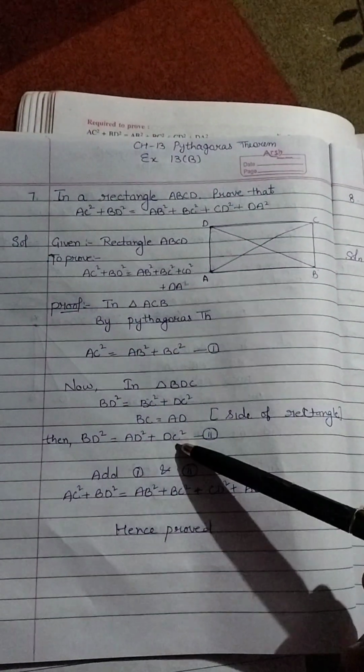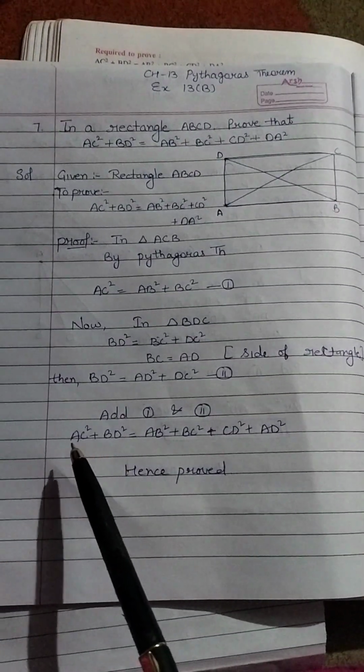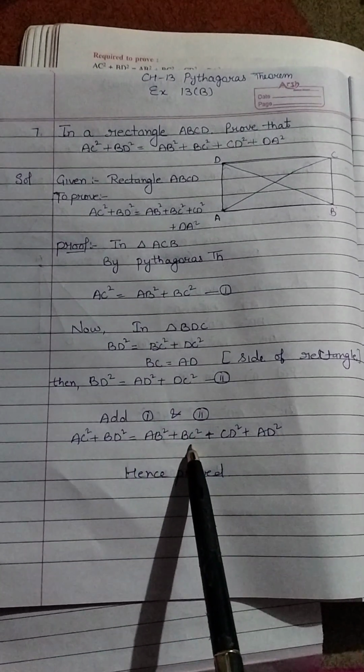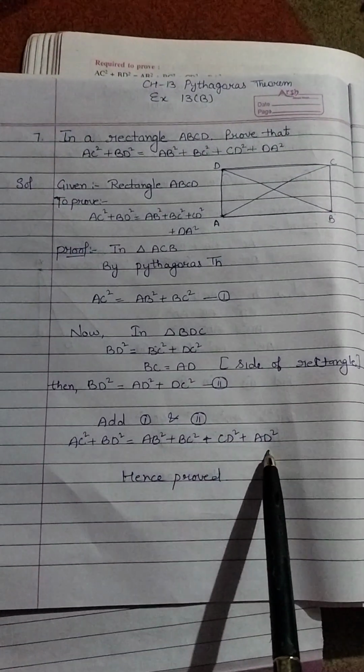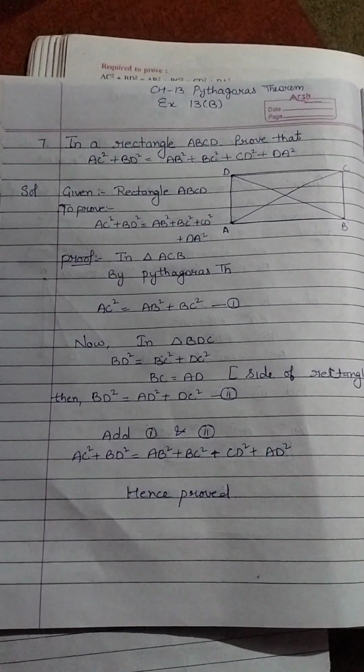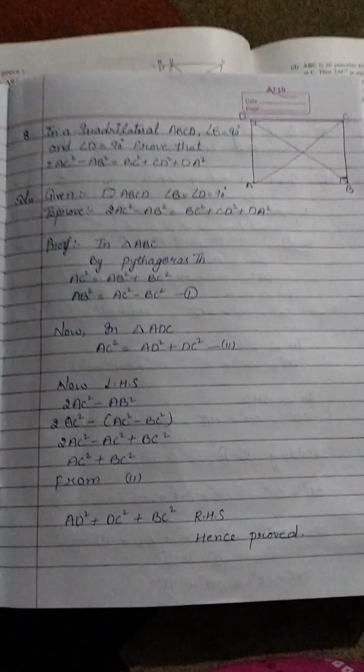We add both the equations and we get AC square plus BD square is equal to AB square plus BC square plus CD square plus AD square, and hence proved. So by this we have proved this question.